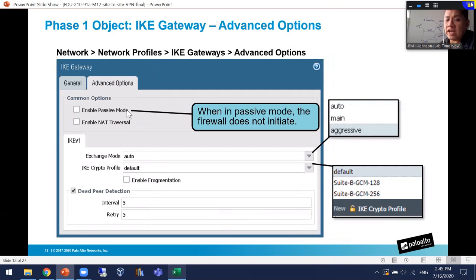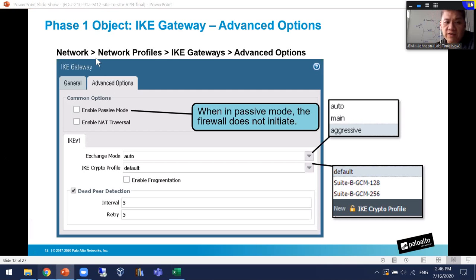In the advanced option, you can have passive mode. When you are in passive mode, the firewall will not be the one doing the initiation. It is waiting for the other party. You can also set the exchange mode, then you can put in the crypto profile. You can put in dead peer detection and so on and so forth. So these are all the options available.